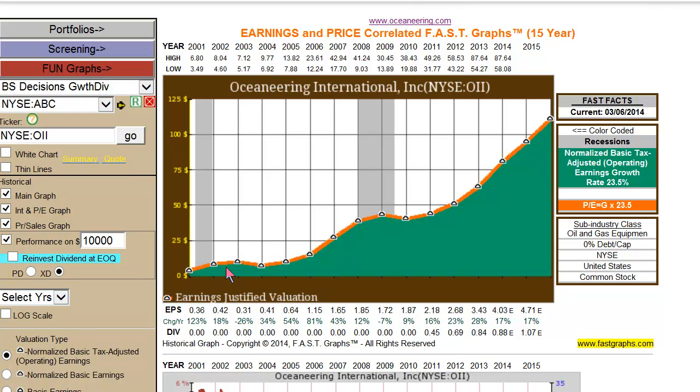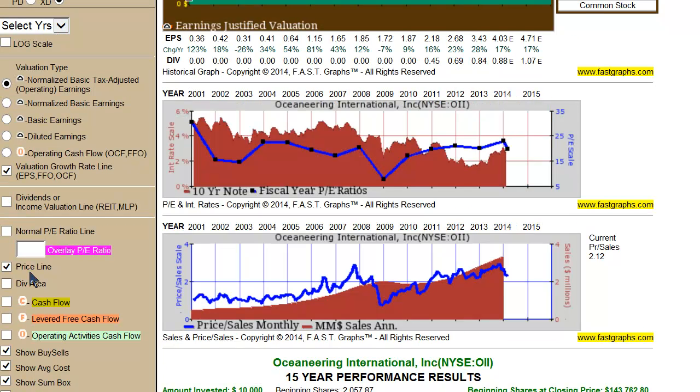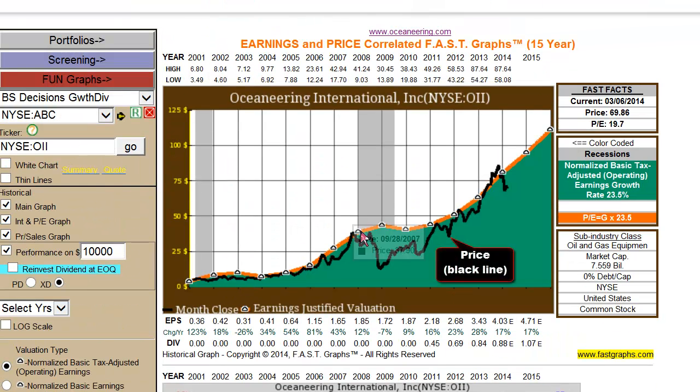With this first iteration, I have earnings only plotted on Oceaneering International for the past 15 calendar years, which include 2 years of estimates. Next, I will add monthly closing stock prices, which will be a black line, by simply checking the price line box to illustrate how the F.A.S.T graphs demonstrates and proves the earnings and price relationship and correlation. With a lot of short-term volatility in between, in the long run, stock price follows earnings.